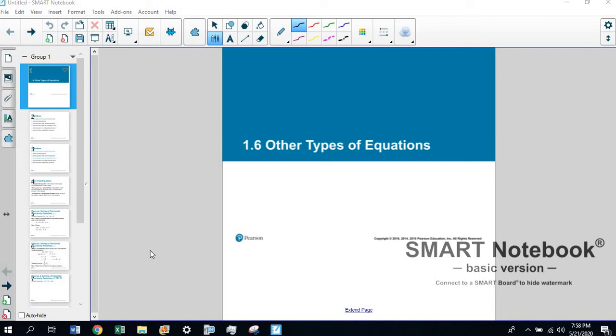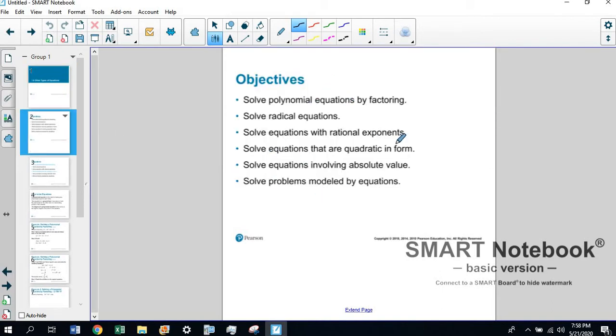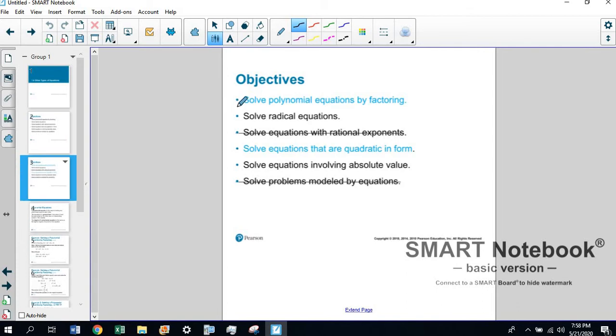So this is section 1.6, Other Types of Equations. Like many of the sections, we're going to break this up into two videos. There's a lot of different types of equations in section 1.6. We're not going to do all of them. In this video, we are going to hit solving polynomial equations by factoring. Other than quadratics, there are other types of polynomials that can be factored, and so we can solve those equations by factoring. We're also going to do things that are in quadratic form. They're not quadratics, but they act like quadratics. And so that's the plan.